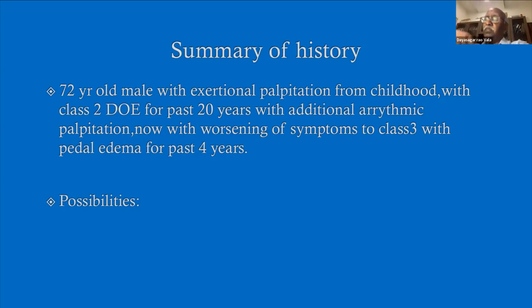So what is the mechanism of dyspnea in these regurgitant lesions? Pulmonary venous congestion. Due to increased LA pressure. In case of mitral regurgitation, it is probably worsening mitral regurgitation.